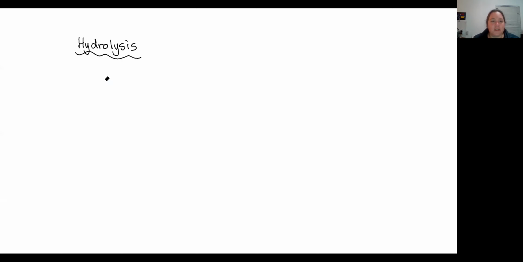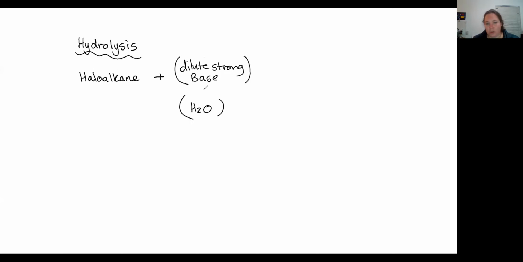So we start with a haloalkane, and we have a choice here. We can either add dilute strong base, or in a completely separate reaction, just water. So either of these two will work. And the product that we get is an alcohol, and in the one case where we used a dilute strong base, we get a salt.